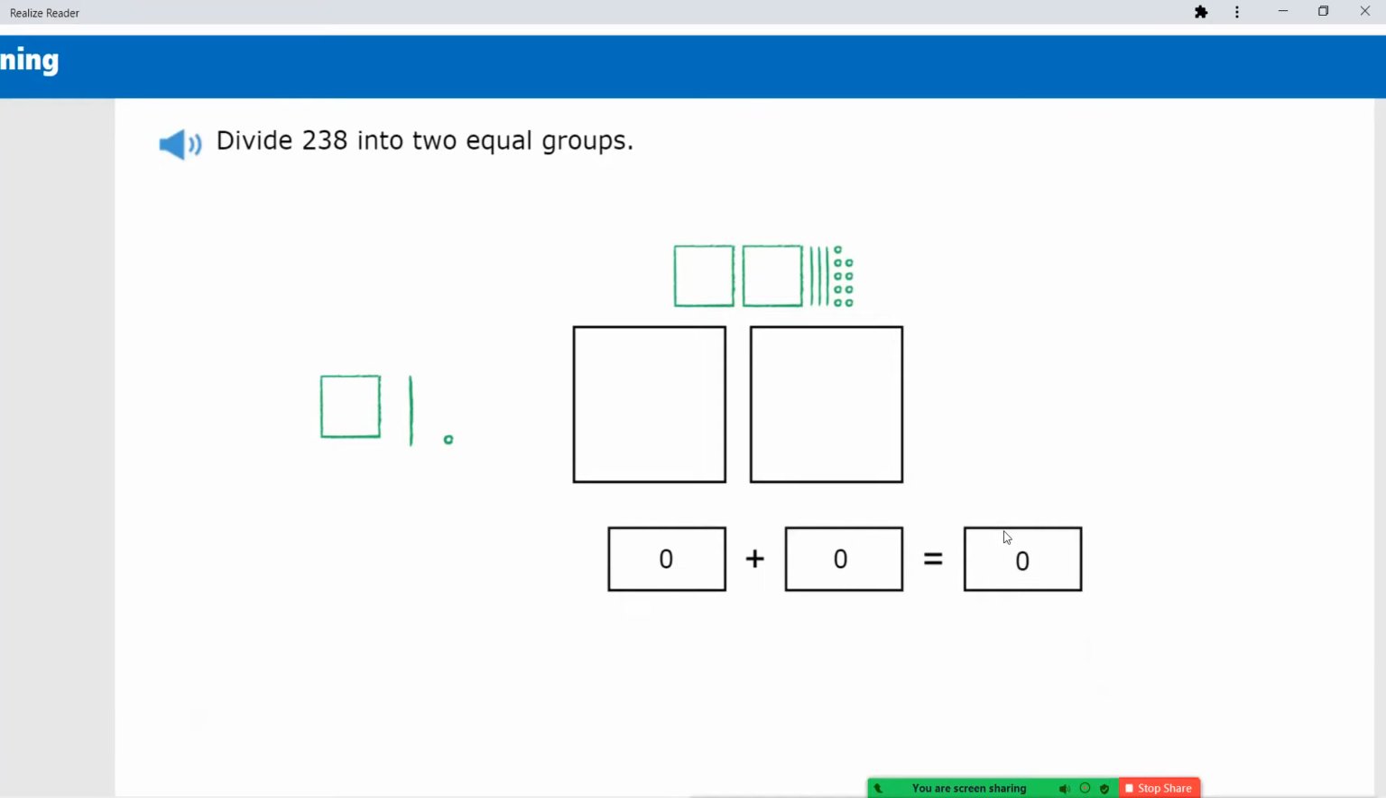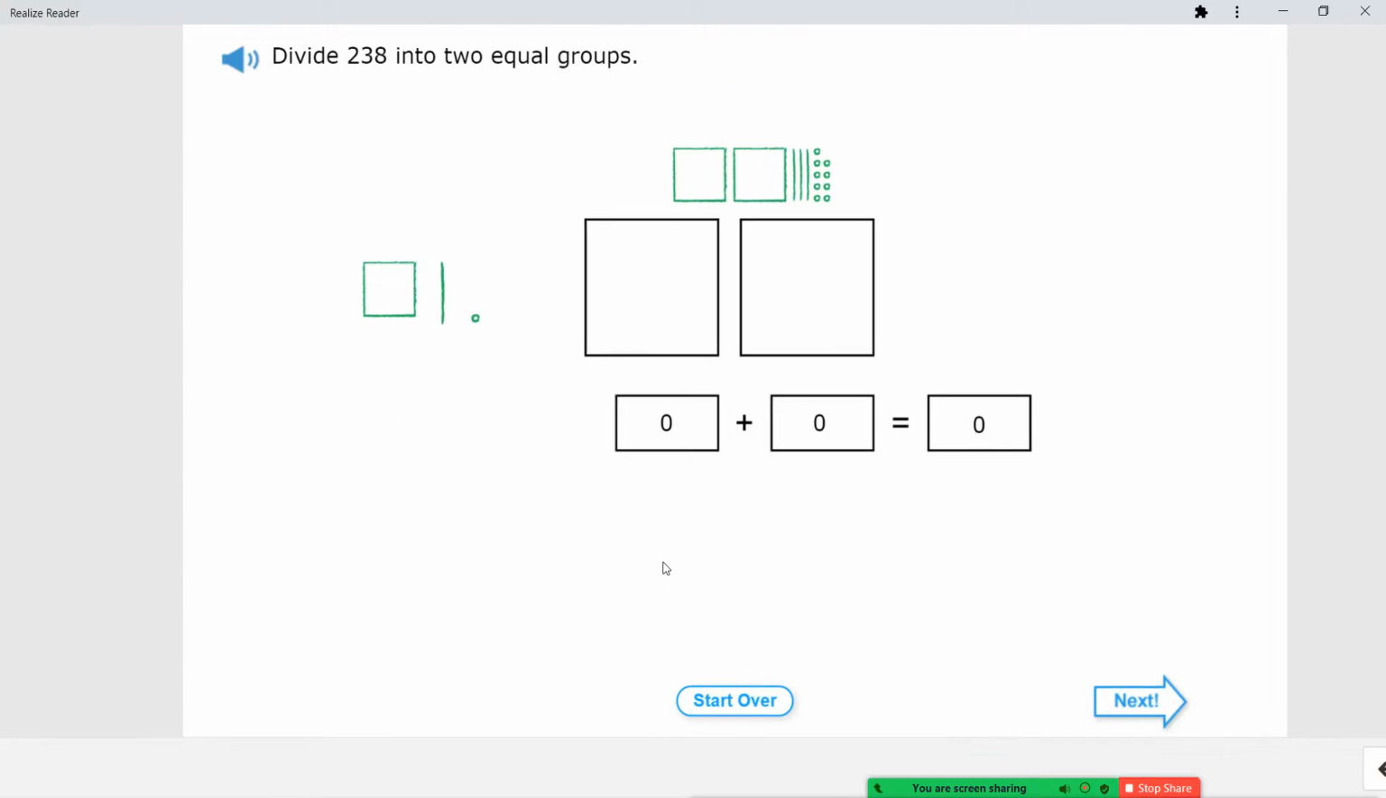All right, now our question here says divide 238 into 2 equal groups. So let's go ahead and see what we're going to do. I can take 100 here and 100 here. And I can take one group of 10 here and one group of 10 here. And then the last group of 10, I need to break apart because I can't put it in either group.